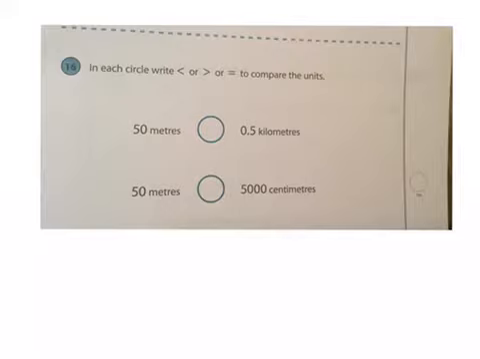Right, this one we need to know some measurements. So 0.5 kilometres, that's half a kilometre. So 1 kilometre is 1,000 metres, half is 500 metres. So 500 metres is definitely larger, greater than 50 metres. And then we've got 50 metres and 5,000 centimetres. Okay, 5,000 centimetres, divide it into 100 will be 50 metres. So they're the same.